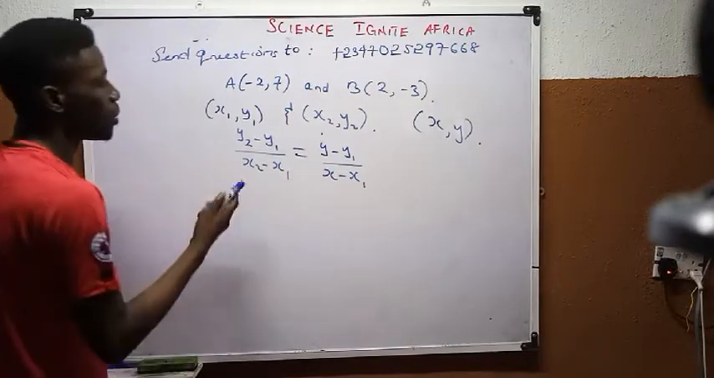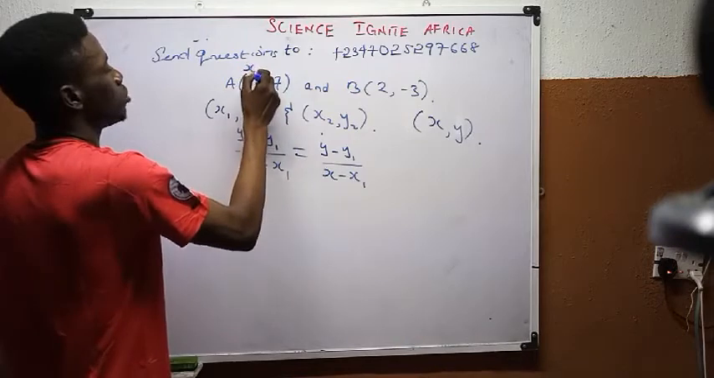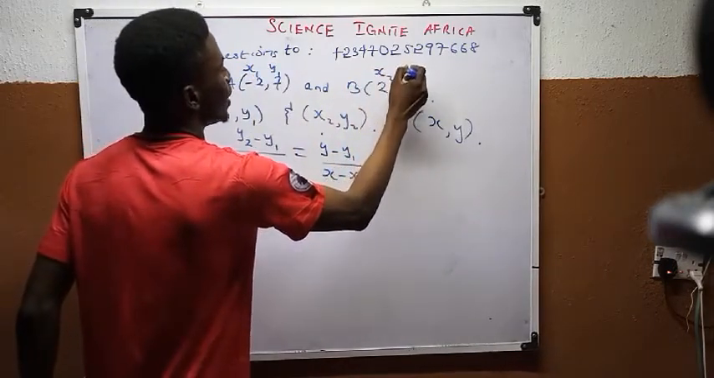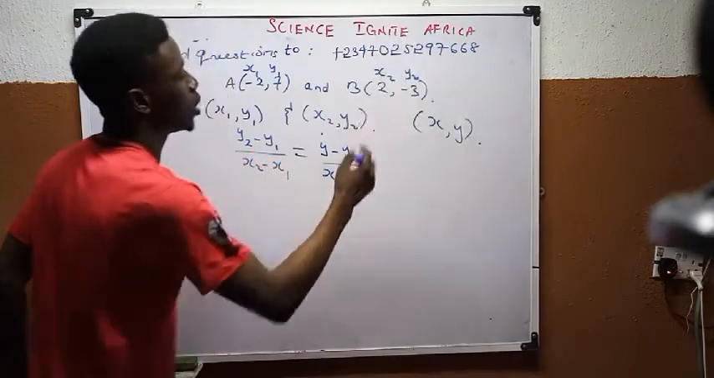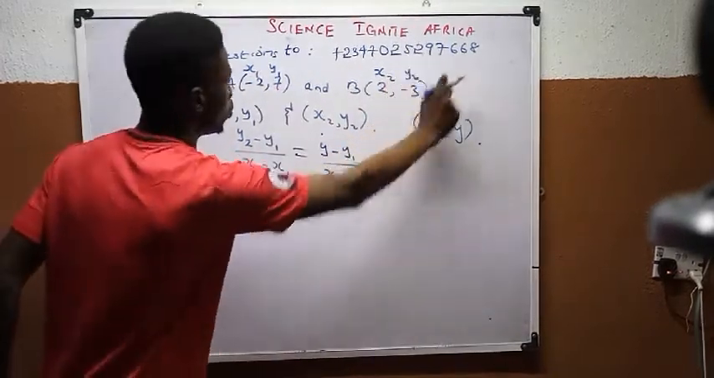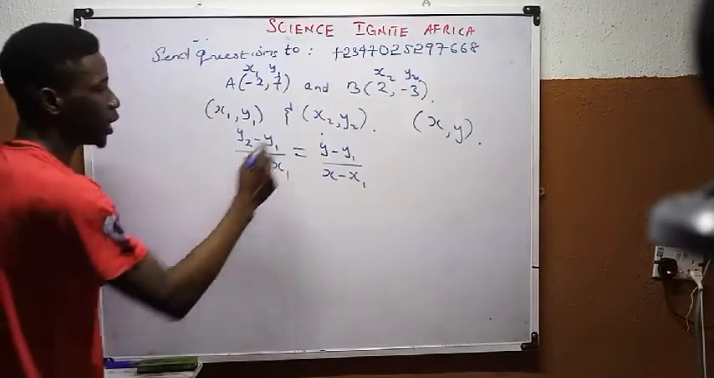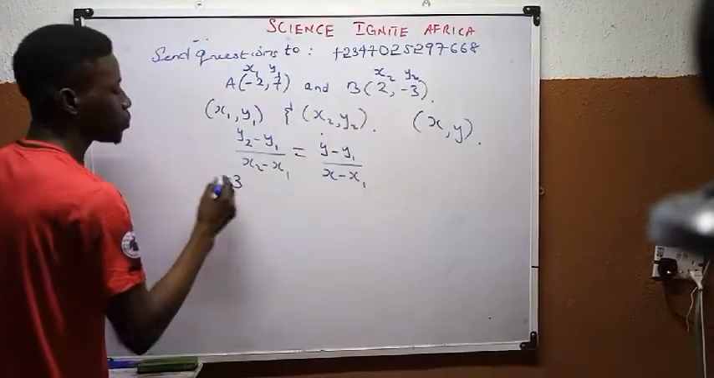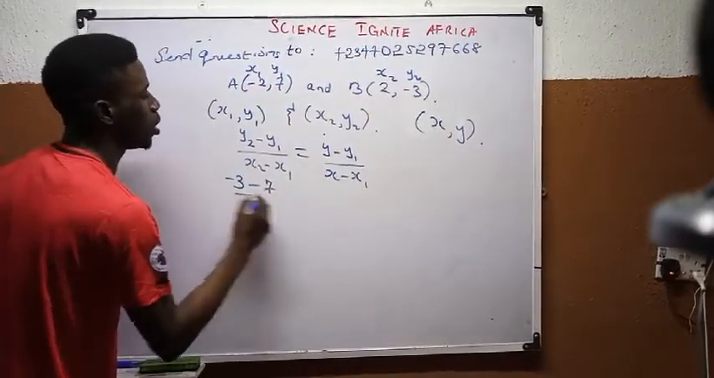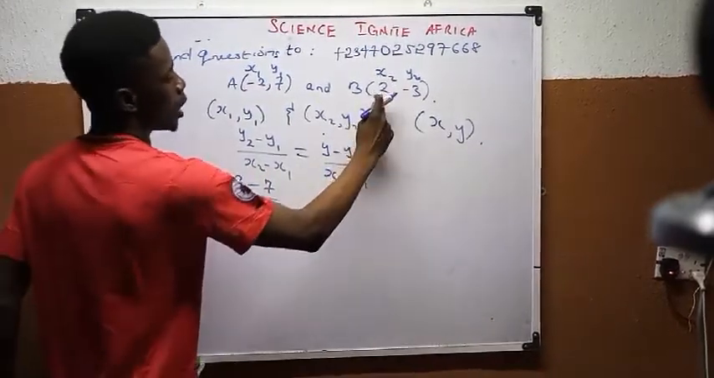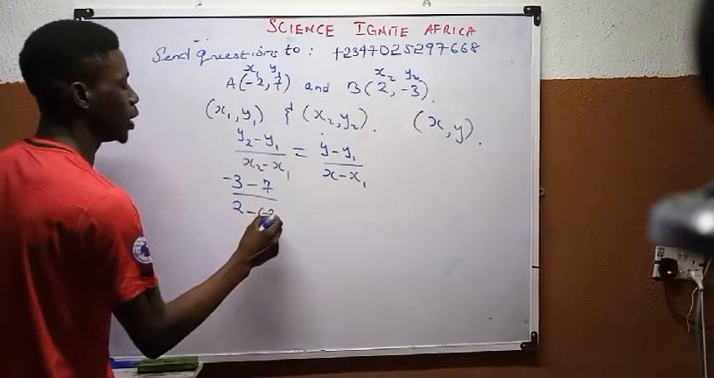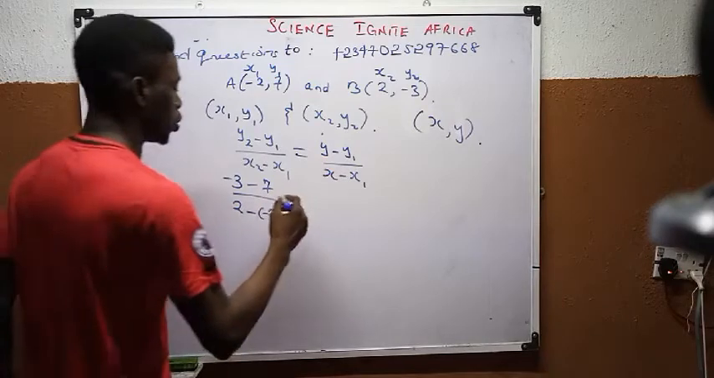So let me clean the slope part. So what's my y2? So I'll just label this. This will be my x1, this will be my y1, this will be my x2, and this will be my y2. So x1, y1, x2, y2. So I'll have here minus 3 minus y1 is 7 all over x2 is 2 minus, and x1 is, so that's minus 2.